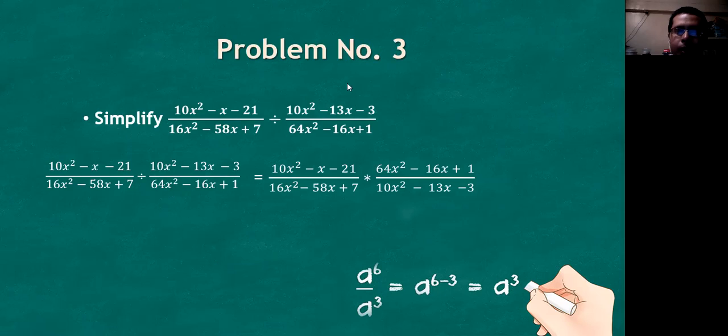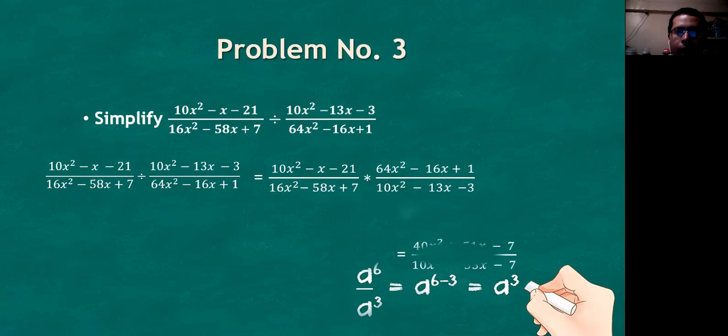This will be like this: 10x squared minus x minus 21 over 16x squared minus 58x plus 7, multiplied by 64x squared minus 16x plus 1 over 10x squared minus 13x minus 3. For us to get the product of these rational expressions, we need to factor out all the terms from the numerator and denominator of both terms of your rational expressions.